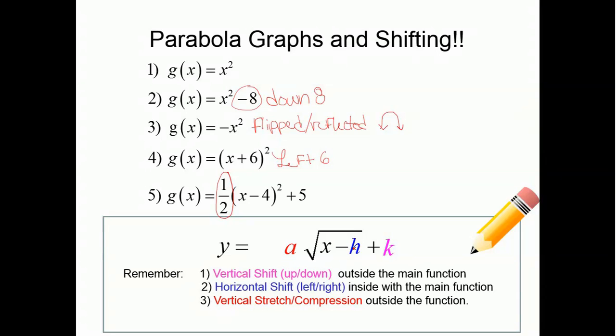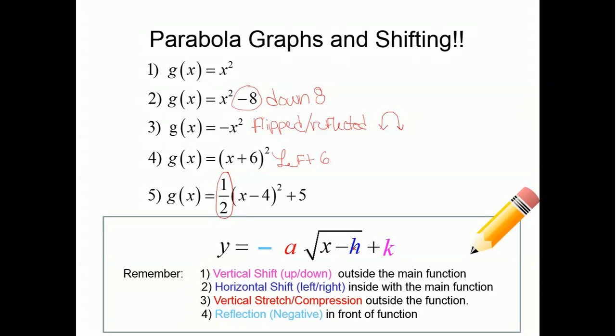If I have a number on the outside, that is going to make me either stretch or compress my function, so it's going to gain height faster, or it's going to make it a lot smaller than it normally would be. And if you have a negative, that's going to reflect the front of the function.